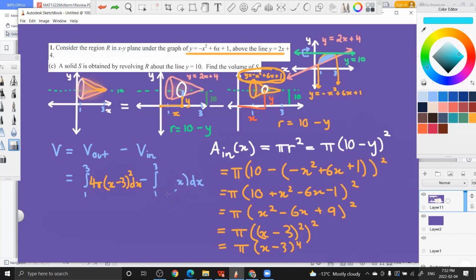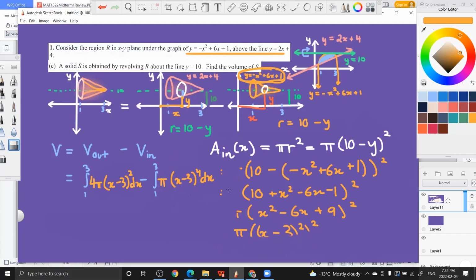So the A in area is just pi times x minus 3 to the power of 4 dx. And that's it. That's how you come up with the equations. And the last step is perhaps the easiest step. It's just evaluating the integral.